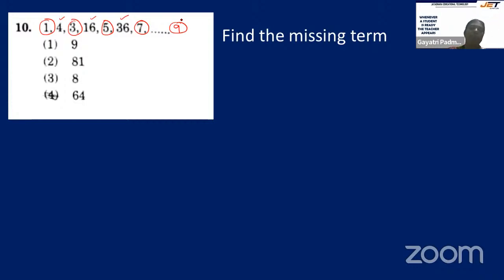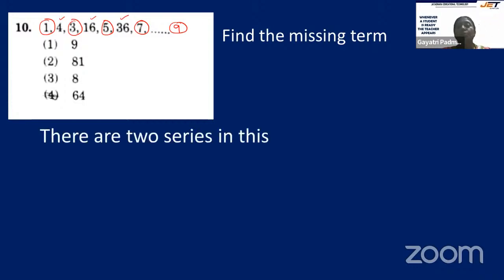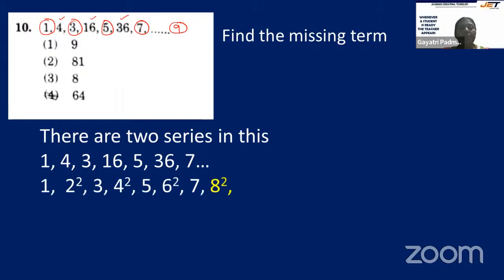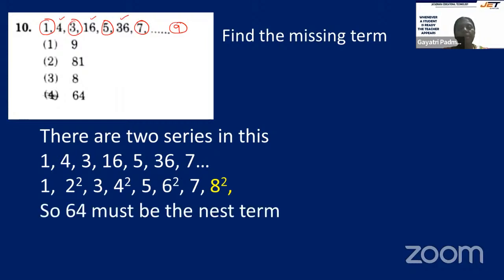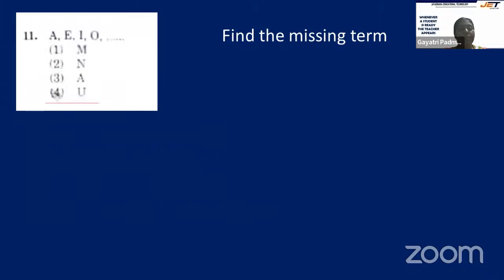All right. Let's see the answer. There are 2 series in this, as I told you. So 1, 4, 3, 16, 5, 36, 7. So this should be 1, 2 square, 3, 4 square, 5, 6 square, 7. So the next must be 8 square, isn't it? So it should be 64. So 64 must be the next term. Therefore, your option 4 is the correct one. If you had opted for option 4, then your answer is correct. All right, with this, let's move on to the next mental ability sum.